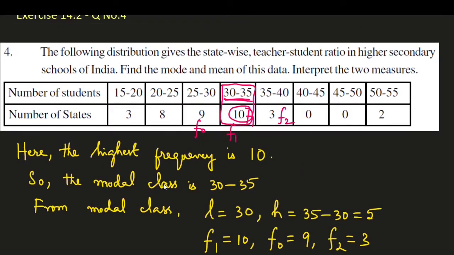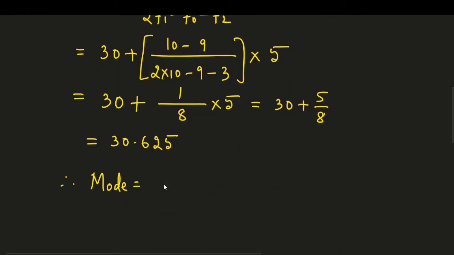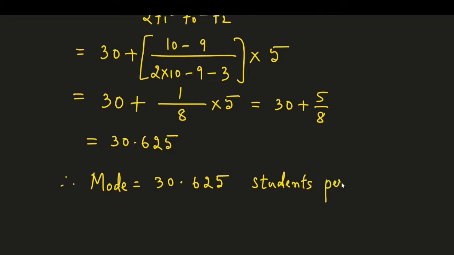What is mode here? It is number of students. It is teacher-student ratio. The number of students per teacher. Mode is equal to 30.625 students per teacher.